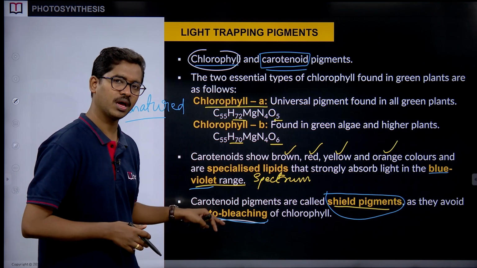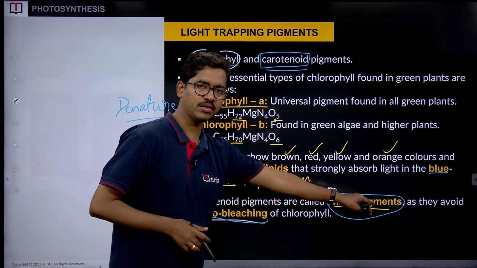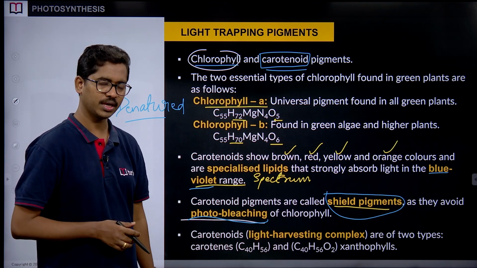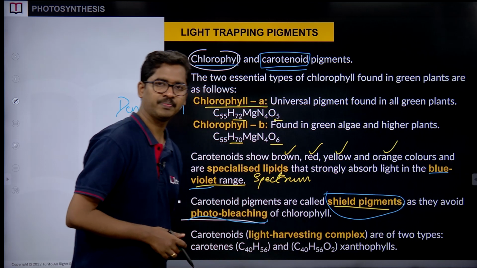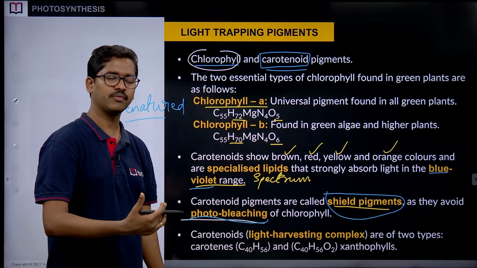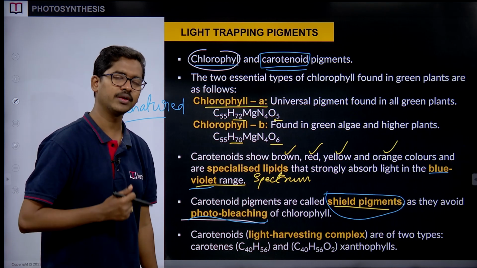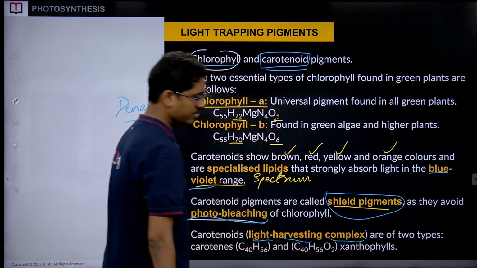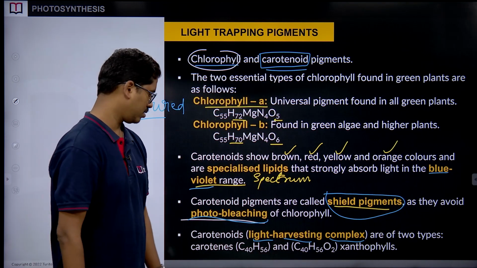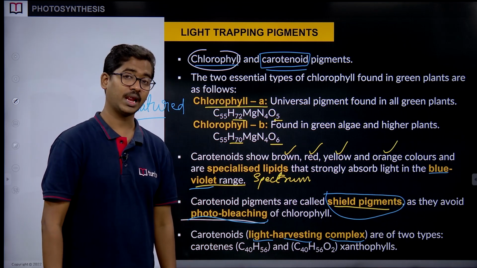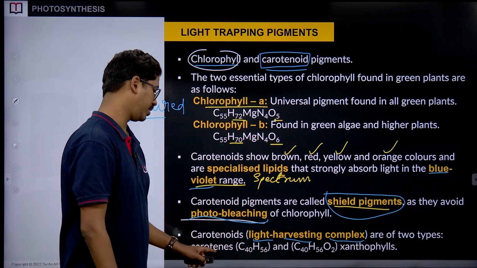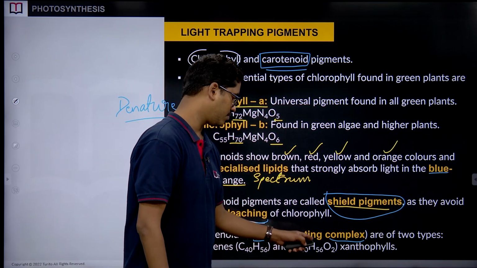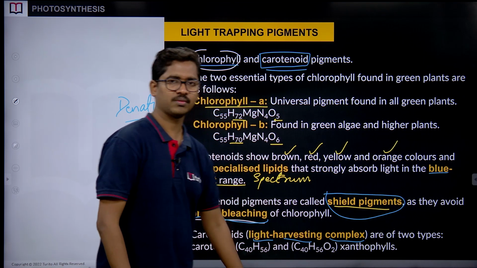In order to avoid that, they have a backup known as shield pigments, that is carotenoids. They are of two types, namely carotenes and xanthophylls. When they are gaining the energy and giving it to chlorophyll, that is their shield function. They are known as light harvesting complex. Each carotenoid is known as a light harvesting complex. Carotenes are denoted here with the chemical formula C40H56, and xanthophylls are C40H56O2.